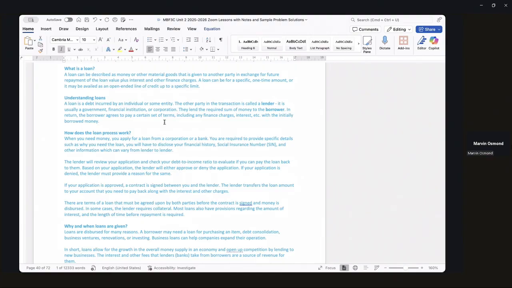The other party in the transaction is called the lender. So the bank, if you get your money from the bank, they're the lender, or if it's from a credit union, they're the lender, or you might get it from the government, you might get it from the band council. Whoever you borrow the money from, they would be the lender. You, the person who is borrowing the money, would be the borrower. So borrower and the lender. So the borrower agrees to pay a certain amount of money over a certain period of time.